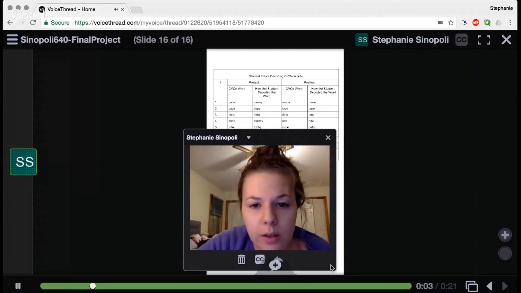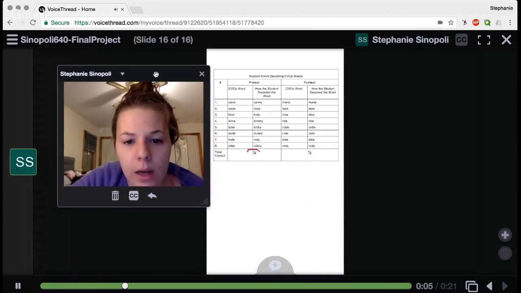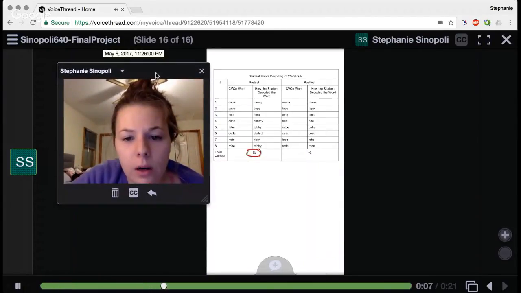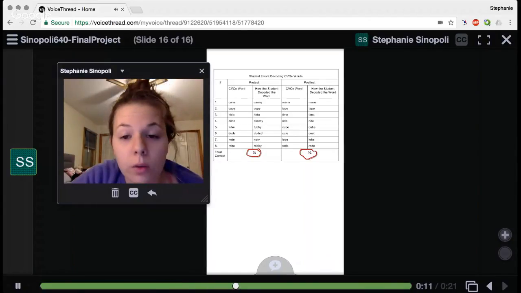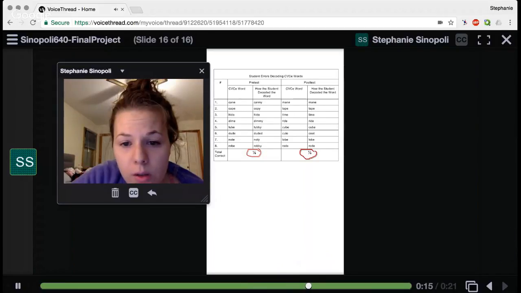So based on the pretest, Karen got 1 out of 8 silent E words correctly, as opposed to the post-test where she got 7 out of 8 words correct. This shows that the intervention was working and that Karen showed the ability to respond to intervention.